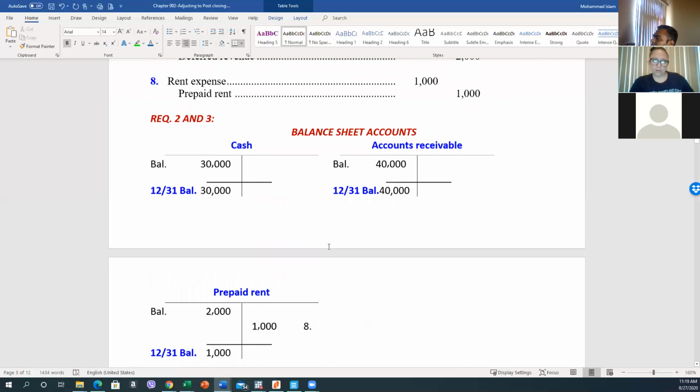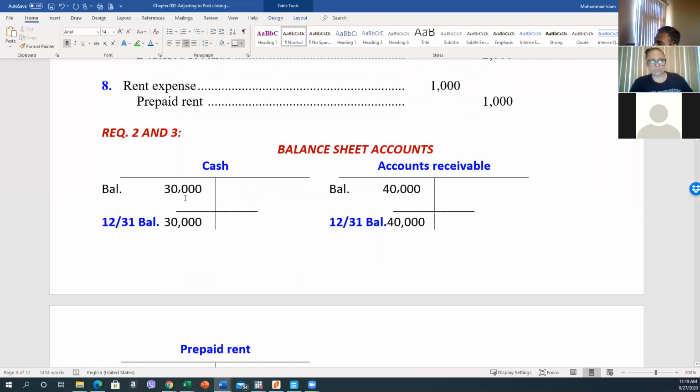The same way, so this is the shortcut method. For cash, we have posted the balance on the debit side because cash has a debit balance from the trial balance, and we don't have any adjusting entries. That's okay. Then accounts receivable, the same thing again. We started with the debit balance, and there is nothing over here, so we did not post any adjusting entries here.